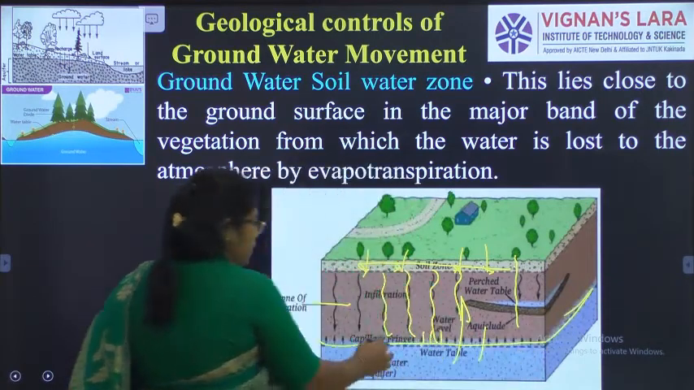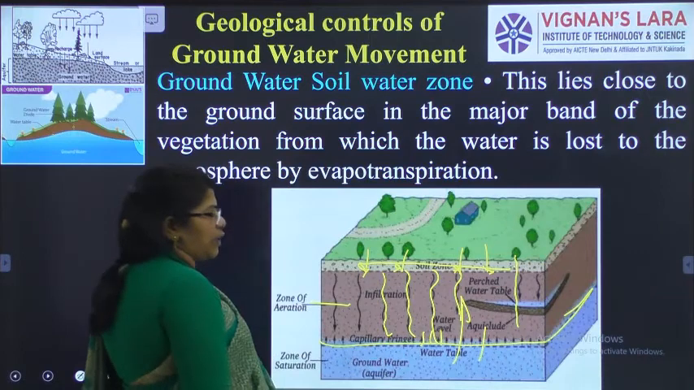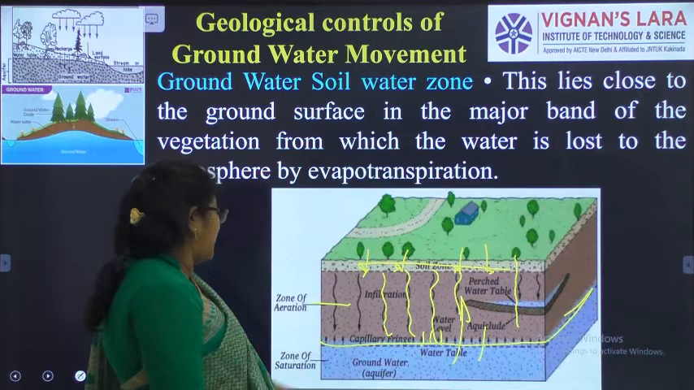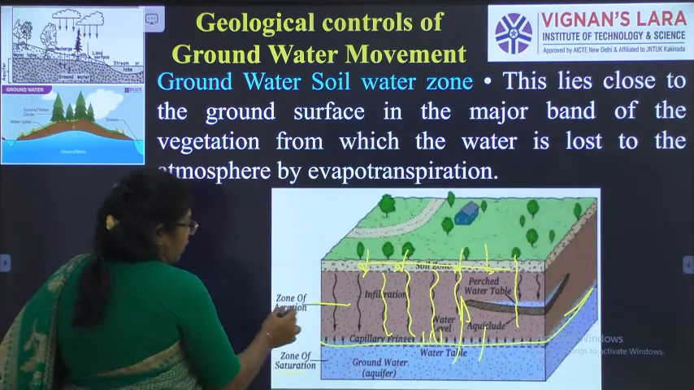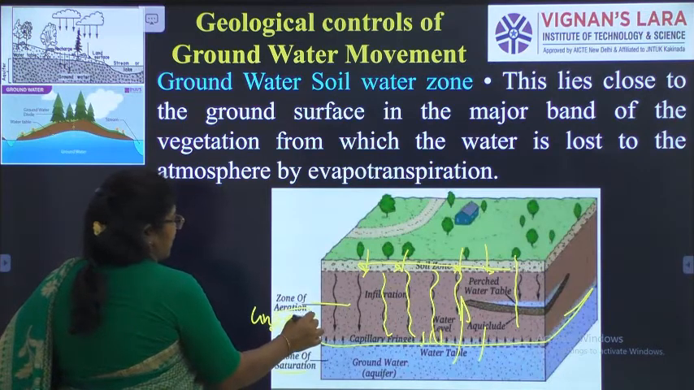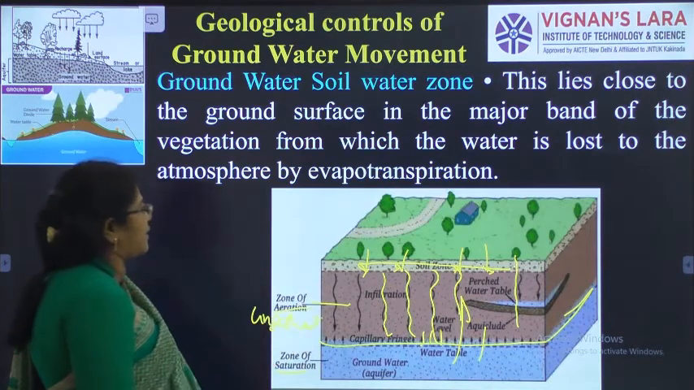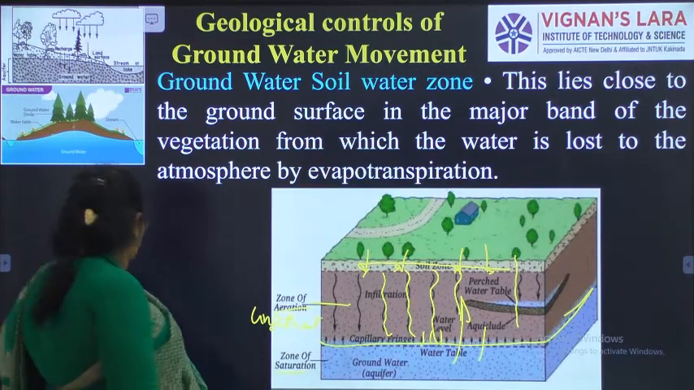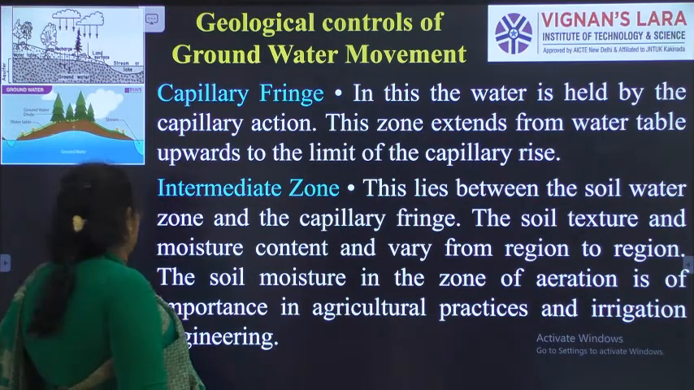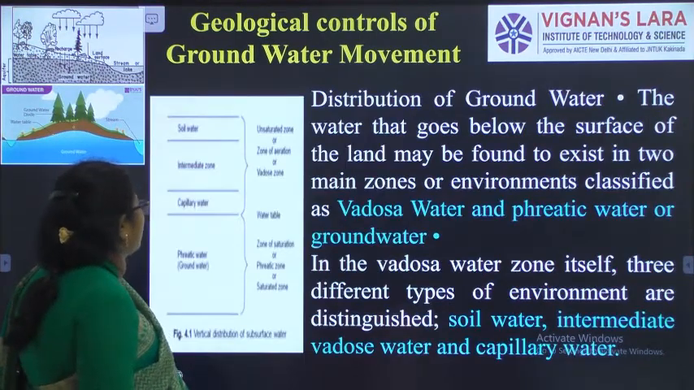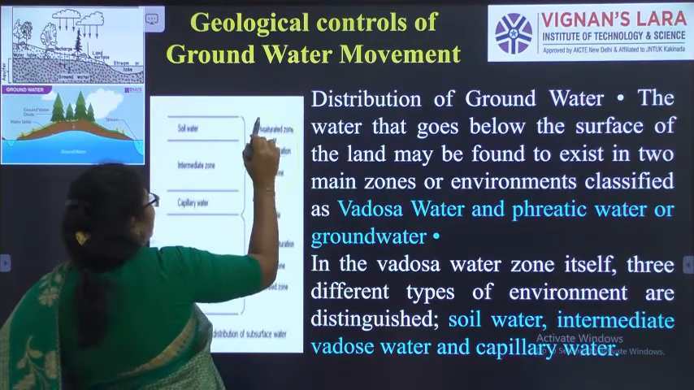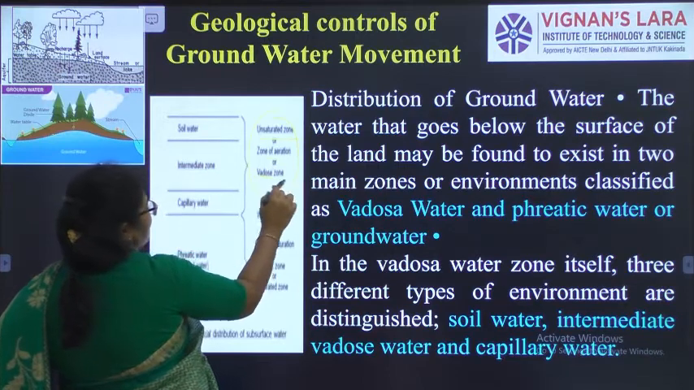This is the water table, below which there is a groundwater aquifer. We call it groundwater, or we call the main thing an aquifer, and it is a zone of saturation. This is the zone of aeration, or we call it a zone of unsaturation. The unsaturated zone is not completely saturated, it is a partially saturated zone. The first one is soil water, I told you. The second one is the intermediate zone. The third one is the capillary fringe. Here also the same thing I have told you. This is called a zone of aeration or unsaturated zone, or we call it a vadose zone.